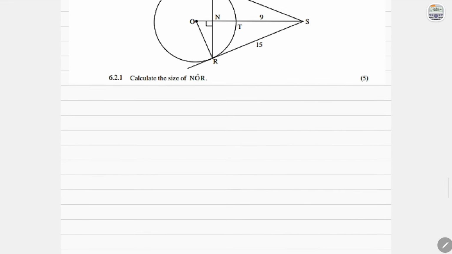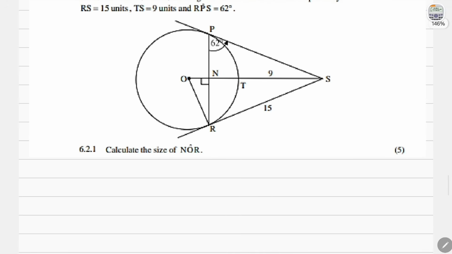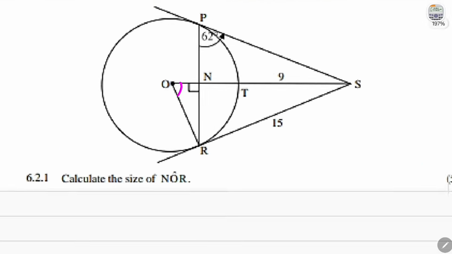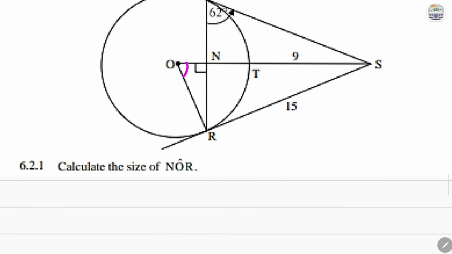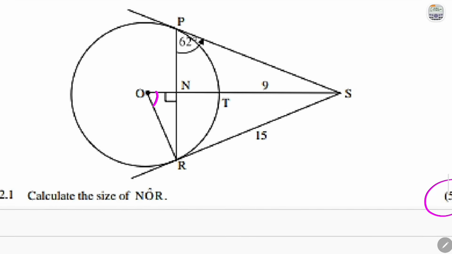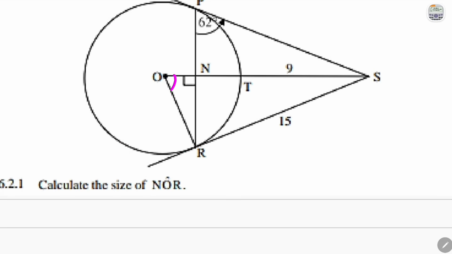So 6.2.1 says calculate the size of angle NOR. Okay, angle NOR is this angle over here. So we need to find that angle. Okay, and this is for 5 marks. So for 5 marks, how would we find this angle? You can see it's just not a one-step process. Okay, so focus on this angle and how can we construct the way to find this?